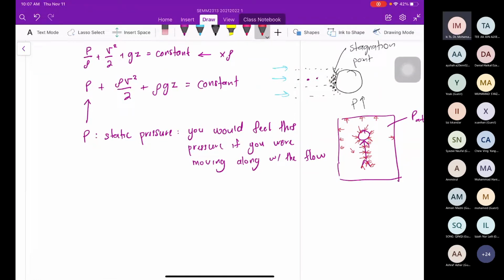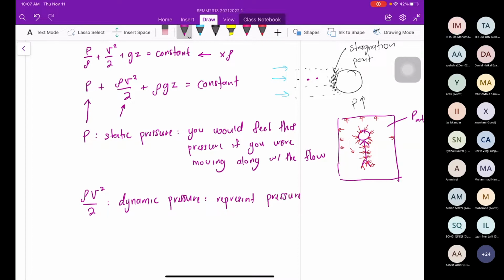In this part, we call this the dynamic pressure. Rho V squared over 2 is the dynamic pressure. It represents the pressure rise, the pressure increase, when fluid is brought to a stop.